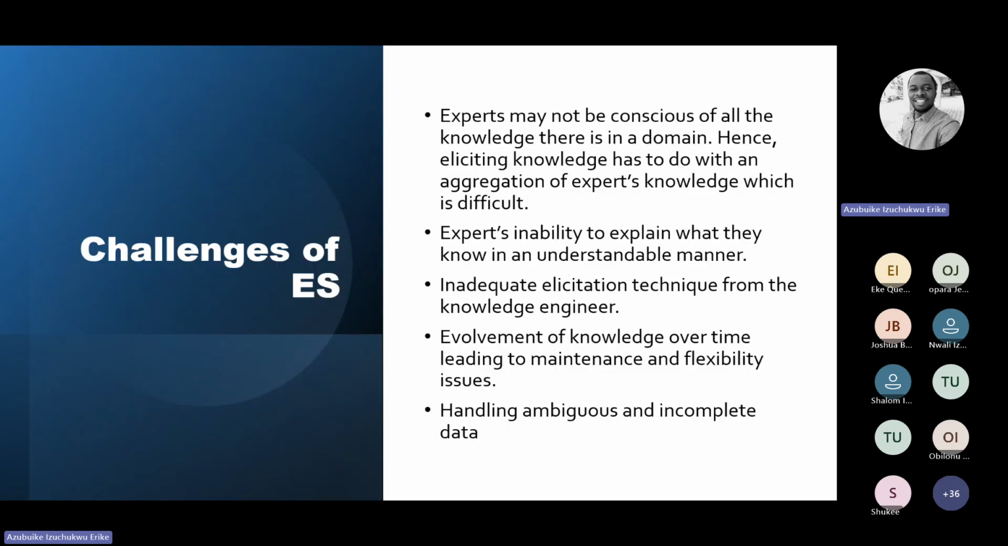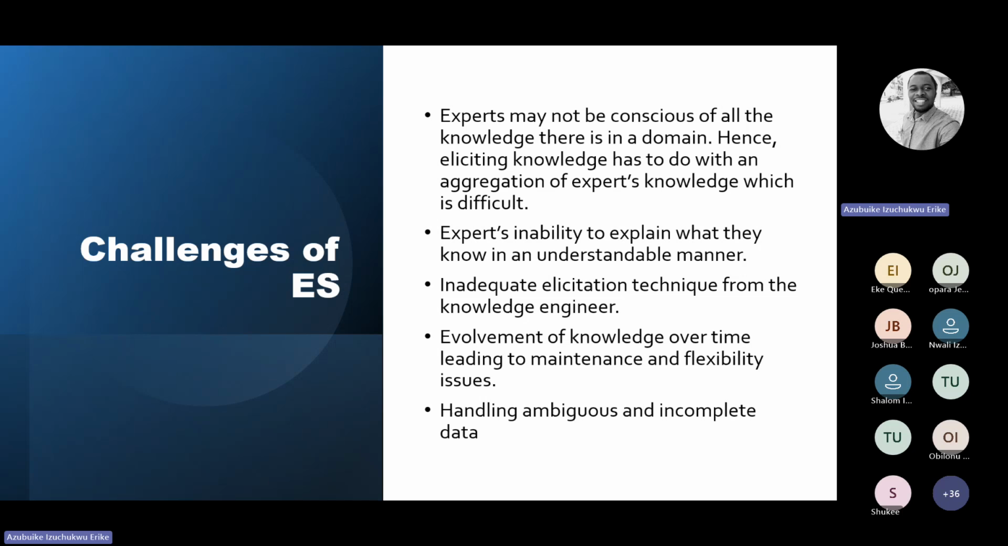Okay, what then are the challenges of expert systems? Number one, experts may not be conscious of all the knowledge there is in a domain. I think I've mentioned this before. Somebody being an expert does not mean that he knows all things. And so I said something about knowledge acquisition, that you may want to use a questionnaire to acquire knowledge from different experts, and then you aggregate that knowledge and put it in your knowledge base. Hence, eliciting knowledge has to do with an aggregation of experts' knowledge, which is difficult.